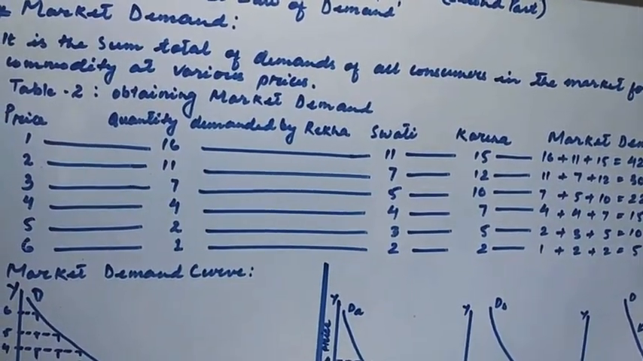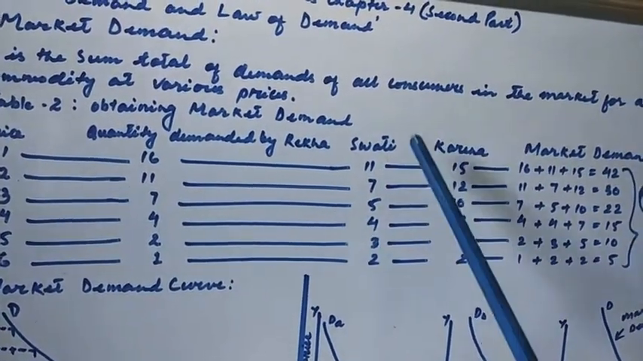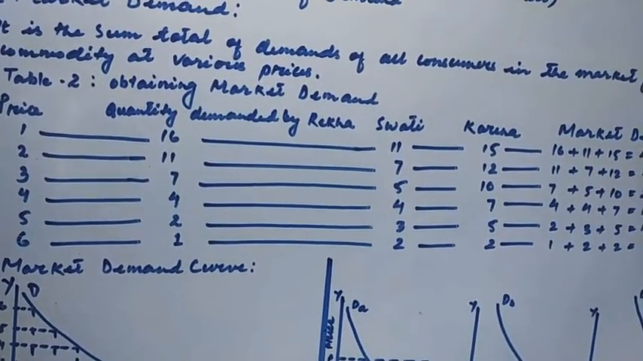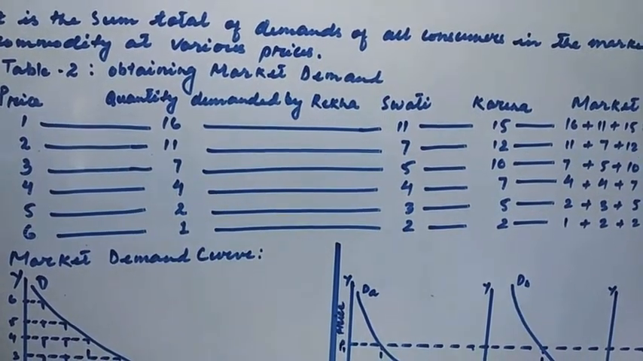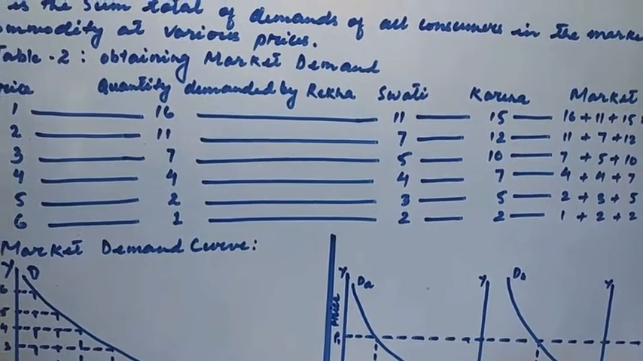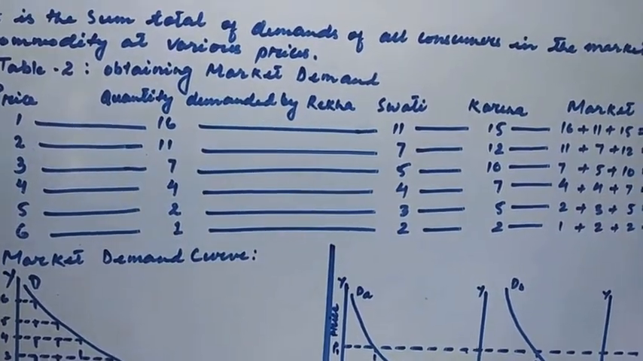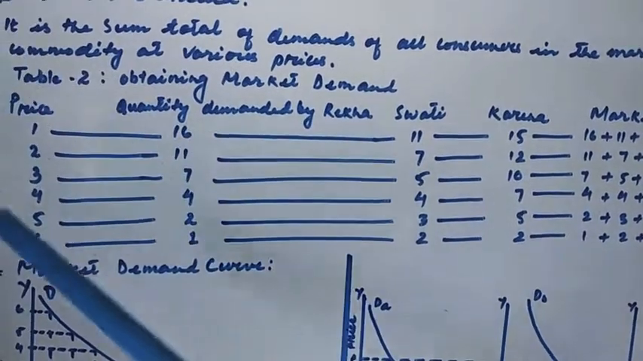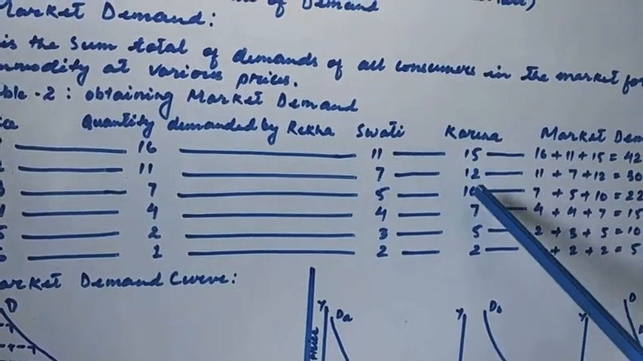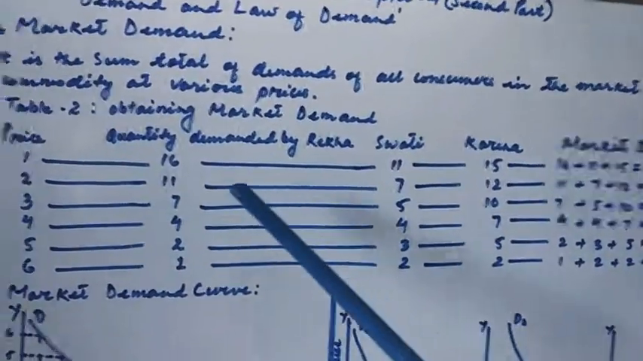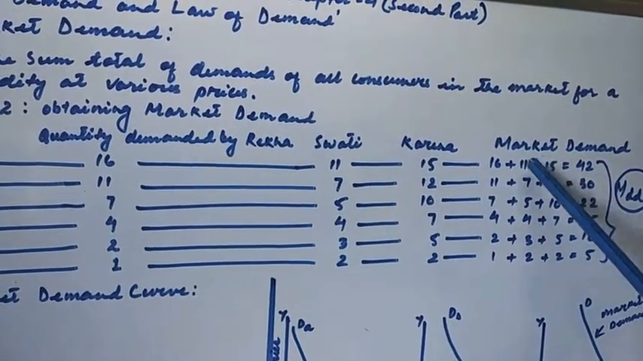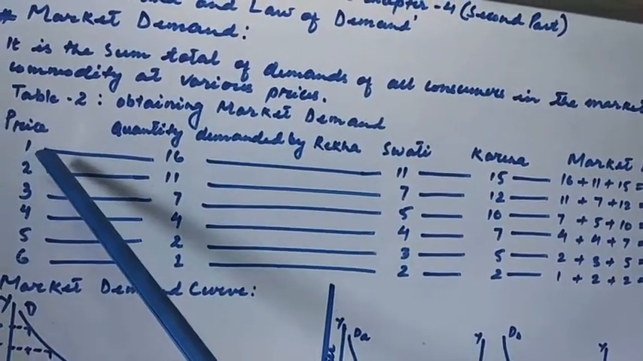Let us say there are 3 consumers, let us say Rekha, Swati, and Karina. Their demand for a commodity is given here at various price levels. So from these consumers' demand, how do we arrive at the market demand? We are simply summing up all the individuals' demand to get the market demand at a certain price level.